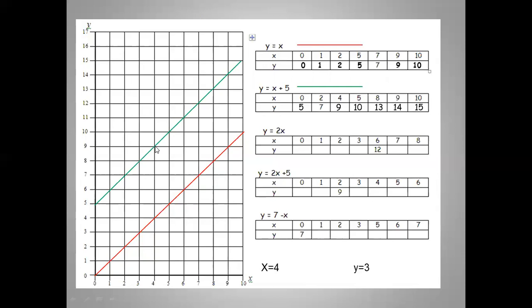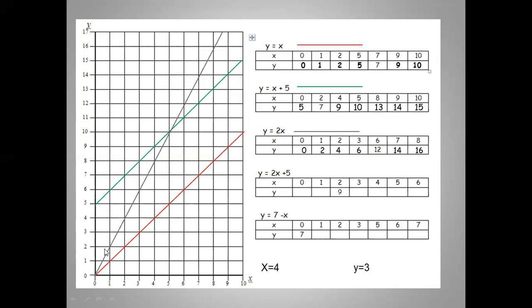Okay, when y equals 2x, so when x is 0, y is also 0. When x is 1, y will be 2 times 1, which is 2. When x is 2, y will be 2 times 2, which will be 4. When x is 3, y will be 2 times 3, which will be 6, and so on. So let's plot the coordinates: (0, 0), (1, 2), (2, 4), (3, 6). So the line is going to be like this.